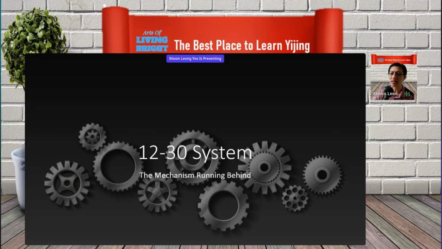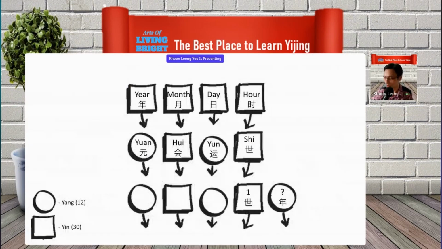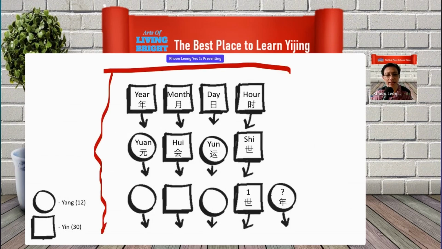So to speak, this 黄极金氏 is actually using a 1230 system. 1230, 1230, 1230. In that sense, it's very easy because 1 year, 12 months. 1 month, 30 days. Okay, and 1 day, 12 major hours. This is the Chinese system. So the framework of 黄极金氏 basically is like that.